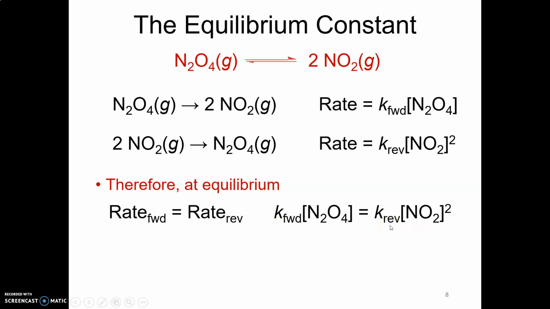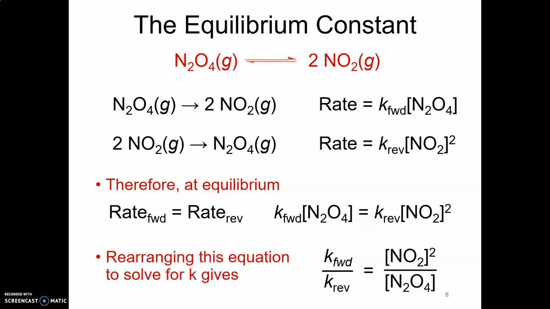Okay? I can then rearrange that, just a little bit of algebra. So I divided both sides by k reverse, and I divided both sides by N2O4 to get my k's on one side and my concentrations on the other.